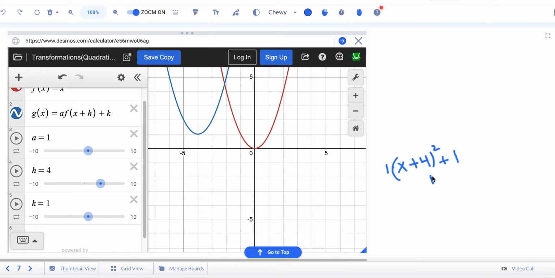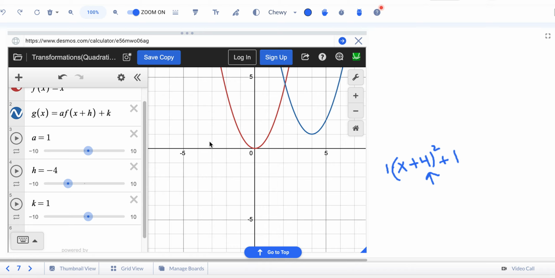So whatever I'm adding, I'm going to move the opposite way. I'm adding 4, so I'm going to move 4 to the left, and this number over here, the plus 1, is how many units up is being changed. Okay, so now let's change it. What happens if my h is -4? So let's go to the negatives. Look what happened. Look at my graph. My graph is moving now to the right.